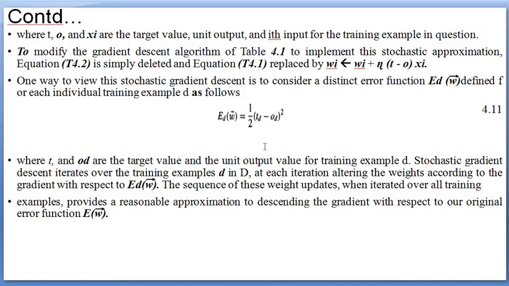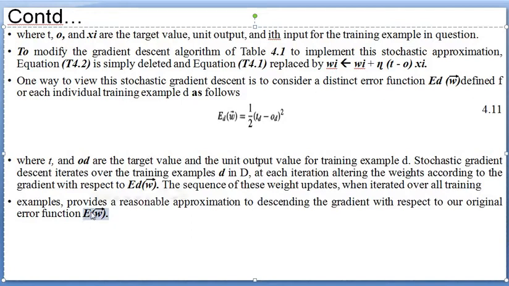Okay. So here, stochastic gradient descent iterates for each training example d in capital D. Capital D is called the data set, the whole data set, and d is nothing but a part of that. At each iteration, we alter the weights according to the gradient descent with respect to ED of w. So each time we will calculate this ED of w, where we need the error to be very minimum, or we need the error to be 0. Okay, so till then we will iterate. Once the error is 0, we will stop and take that weight.